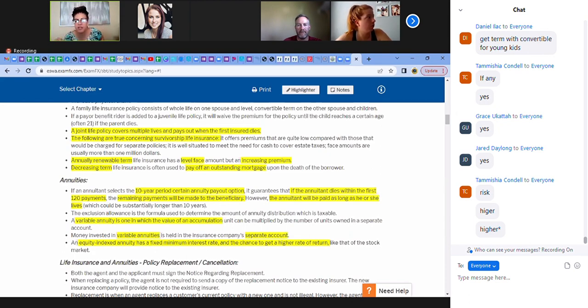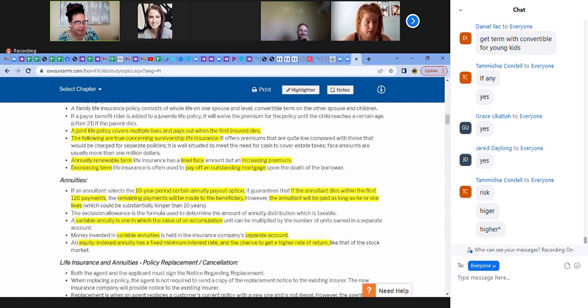So make sure you understand that, because they're going to throw that in there and you're going to think the cost is higher because of the health issues. No, if I was preferred at 20, I'm preferred at 50. If I was standard at 20, I'm standard at 50, right? So that's going to be the difference in that one.